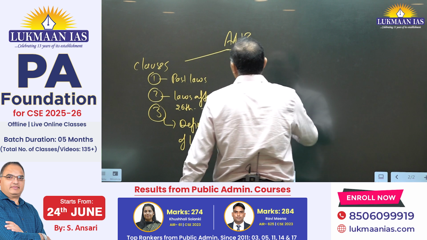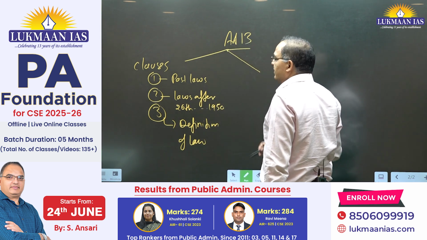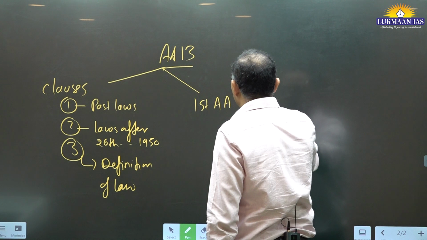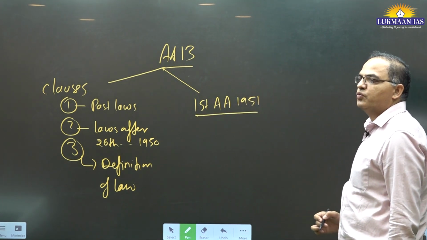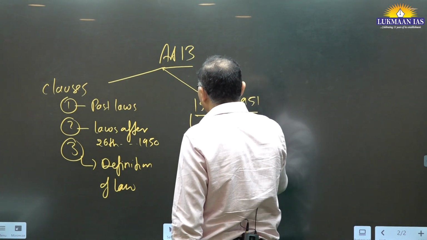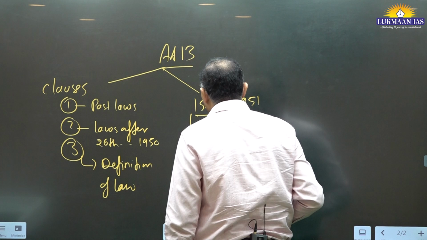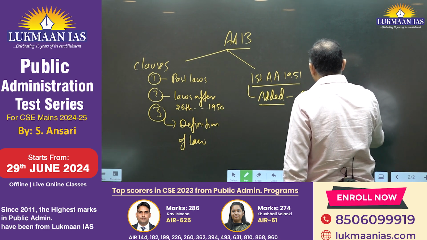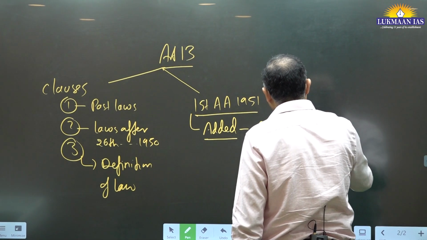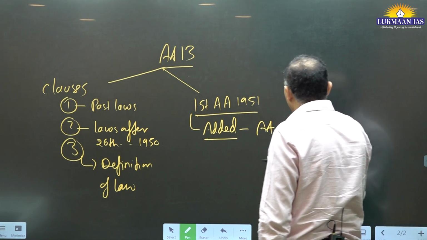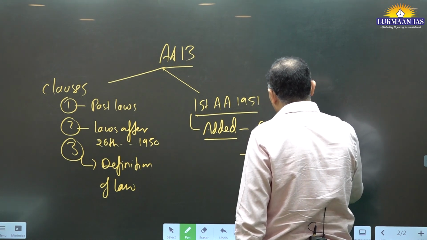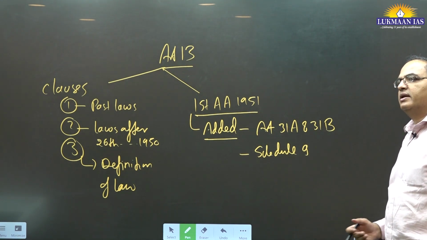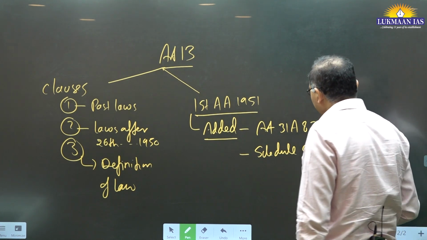Then the debate's origin: the government after independence carried out the First Amendment Act, and that First Amendment Act added Article 31A and 31B. Then it added Schedule 9. Originally our constitution had 8 schedules, but the 9th schedule was added by the First Amendment Act.